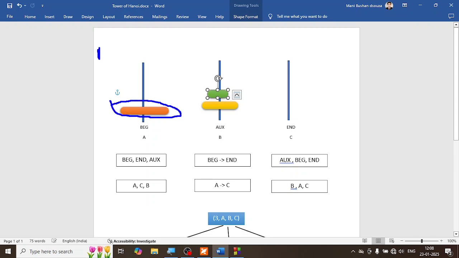So in other words, out of this n disks, move the remaining n minus 1 disks. You may have many disks here. Move these n minus 1 disks to the auxiliary position. Why do you have to move them to the auxiliary position? So that the largest disk, the last disk, is the only one remaining here. When you have only one disk here, you can easily move it to the other side. So this was my solution.